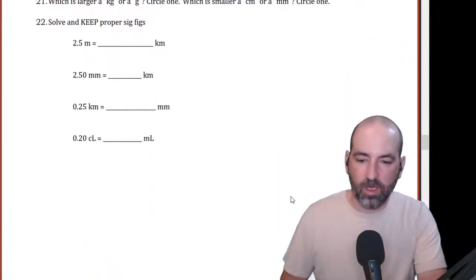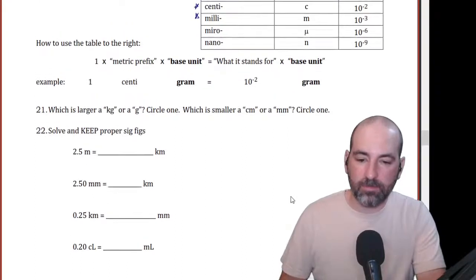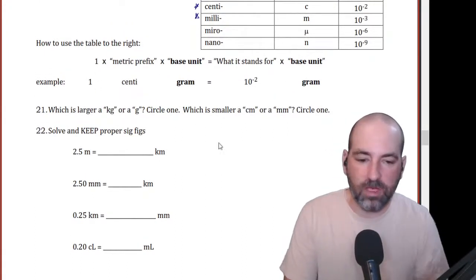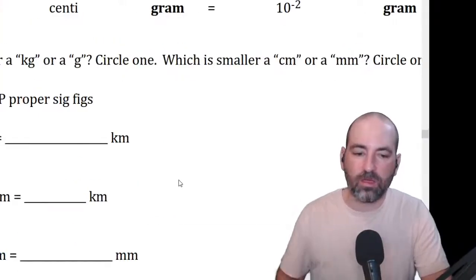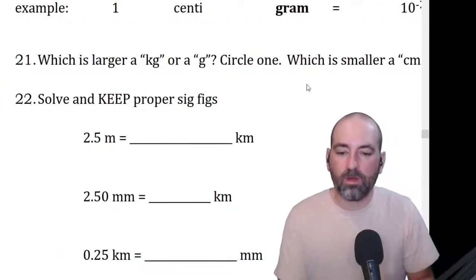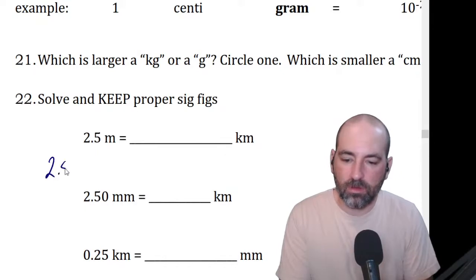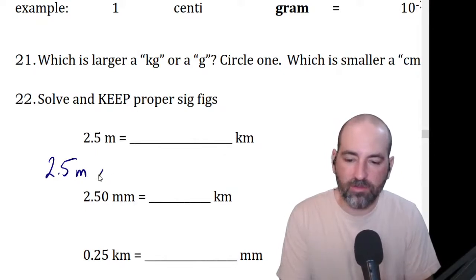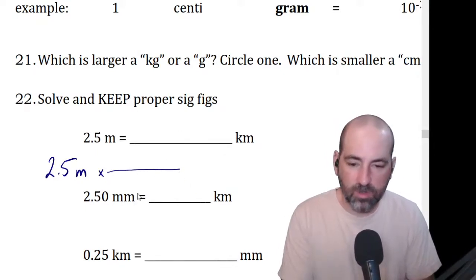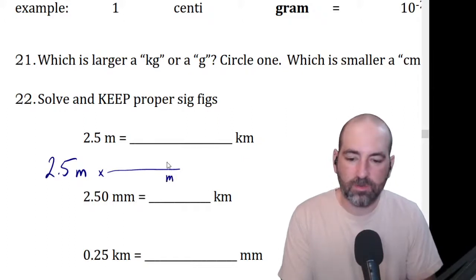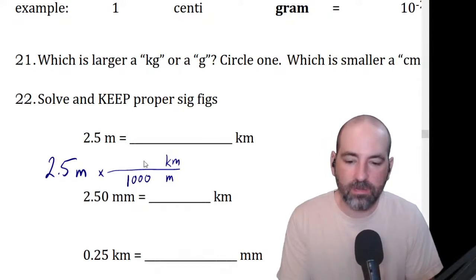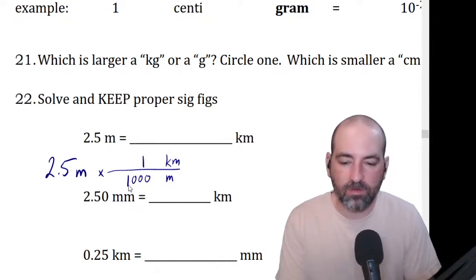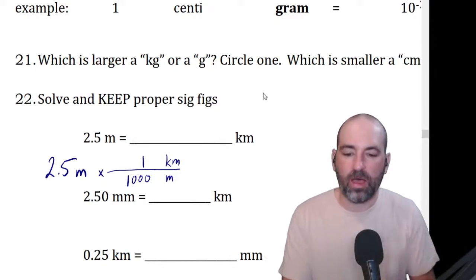So when you convert in the metric system, you could kind of do them the same way. If we want to know 2.5 meters is how many kilometers, we can set up our calculation: 2.5 meters times some unit conversion that converts between meters and kilometers. We want our meters on the bottom, kilometers on top. And then we know there are 1,000 meters per kilometer. So we're going to divide 2.5 by 1,000.